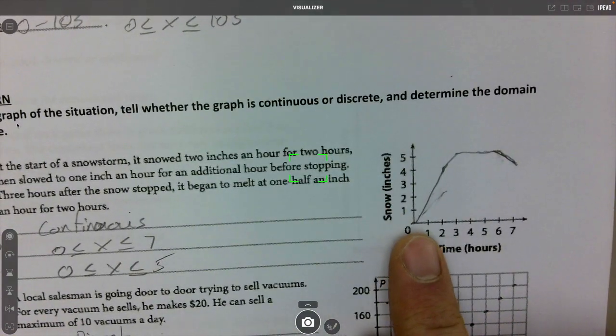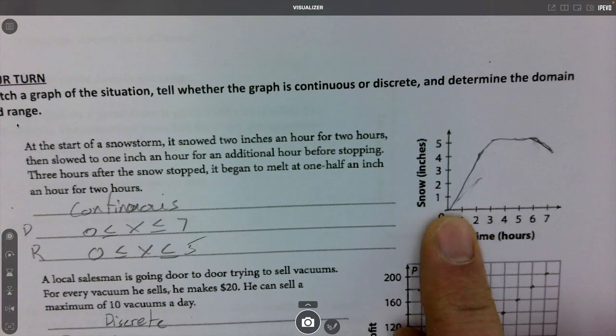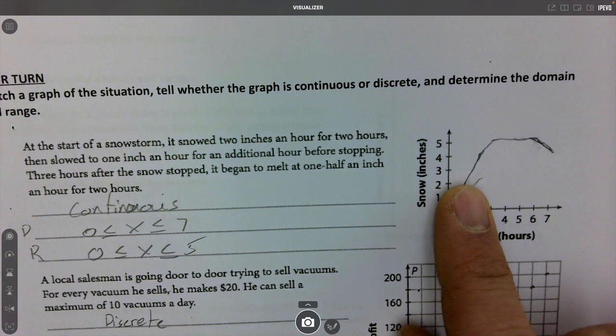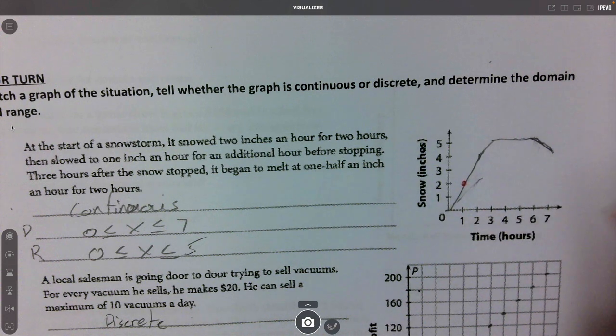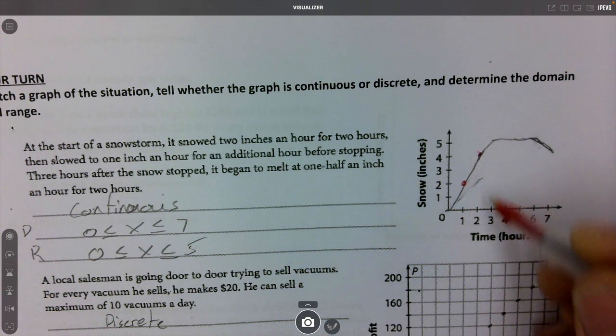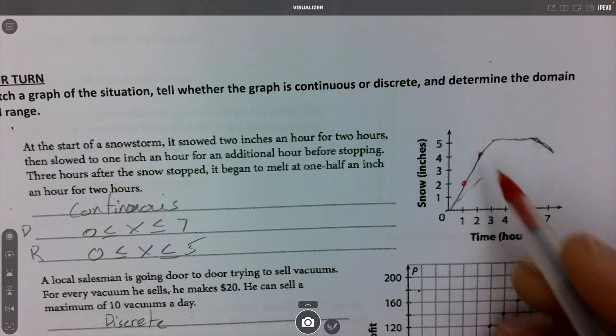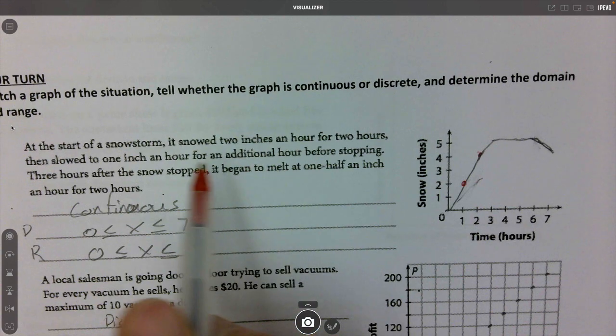Kieran, what is happening in the first 2 hours? It's increasing 2 inches an hour. So it went up here to 2. A few of us I saw put a little dot at 2 just to make it easier to connect. And then it went up again at 4 inches. So after 2 hours, there are 4 inches on the ground, which may be true at my house tonight. It's supposed to snow 5 inches.